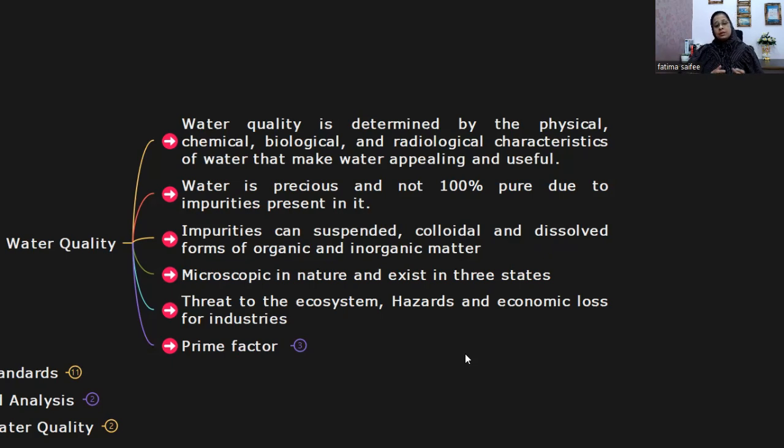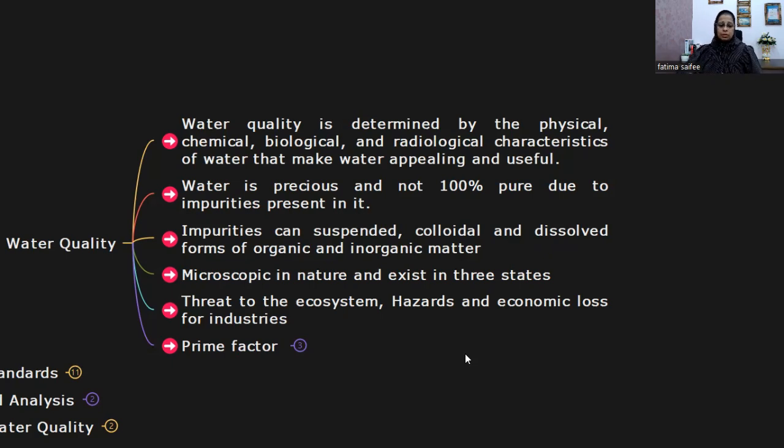Also, water exists in three different states: solid, liquid, and gas. This is a very common thing everybody knows. If the water has contamination or pollution, it is also a threat to the ecosystem. Our ecosystem can be harmed because of different types of chemicals and radiological contaminants. If present in the water, they can be harmful to aquatic animals and also harmful to nature.